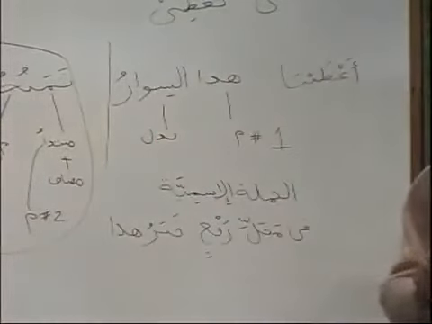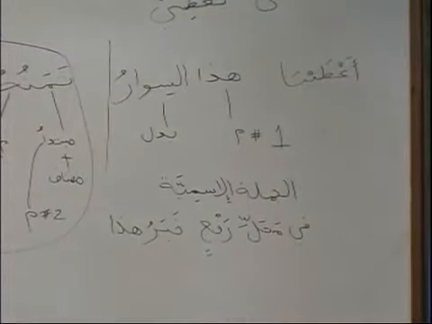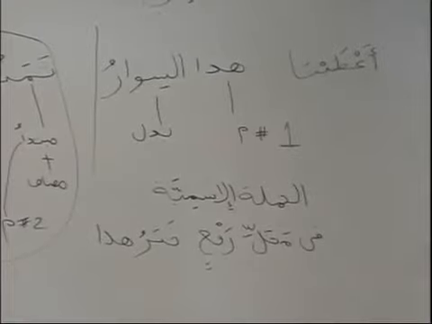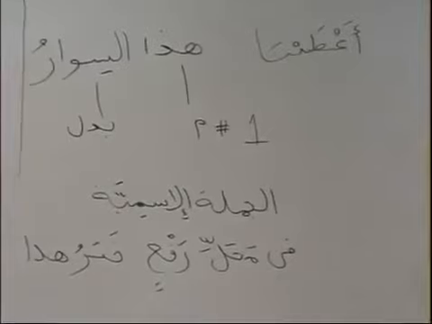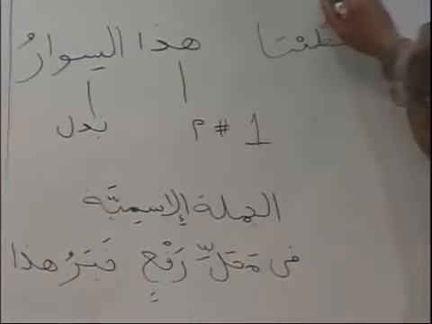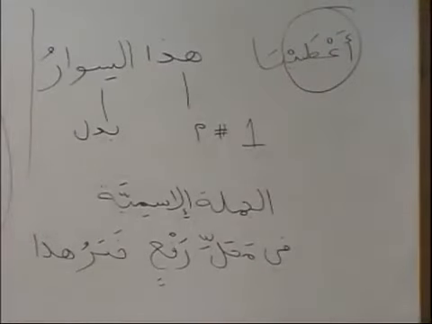Describe it now, brother. Where is the verb? Atai. Fi'lun madin mabniun ala sukun. Mabniun ala sukun. This is only your fi'l madi. And what is this? Fa'il.